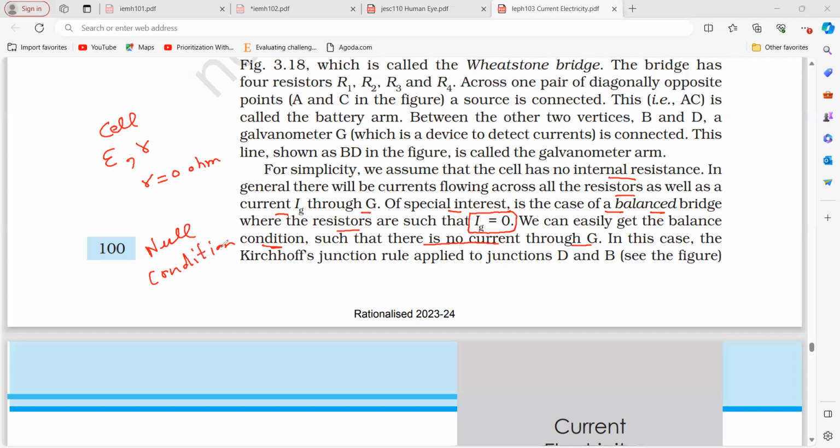In this case the Kirchhoff's junction rule is applied to junctions D and B. We know we are having two rules from Kirchhoff. The junction rule means we will be dealing with incoming current and outgoing current. And the second one is Kirchhoff's voltage loop rule. In that rule, we need to find potential difference for the closed loop, and their summation will be equal to 0.